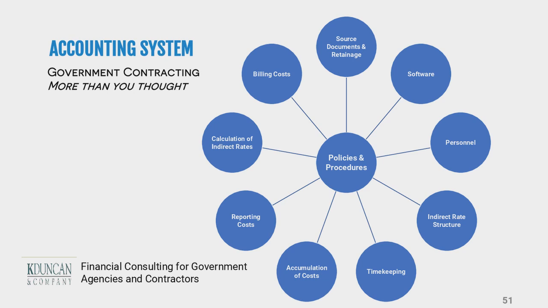So looking at this diagram for a government contractor, the accounting system is made up of some various components. The most important, the foundation of the accounting system for a government contractor, is the accounting policies and procedures. Those define how the accounting system is structured and who's responsible for what. So you can see in this slide that the accounting system is made up of software, the personnel that run the accounting system, the contractor's indirect rate structure. Most contractors are providing labor services, so timekeeping becomes vital. How the system accumulates costs, how the system reports costs, how you calculate your indirect rates, and then ultimately, what we all care about is how you bill costs back to the government. Next slide, please.